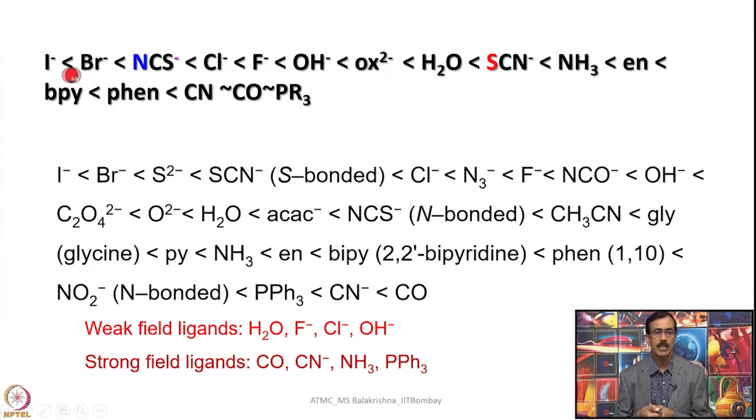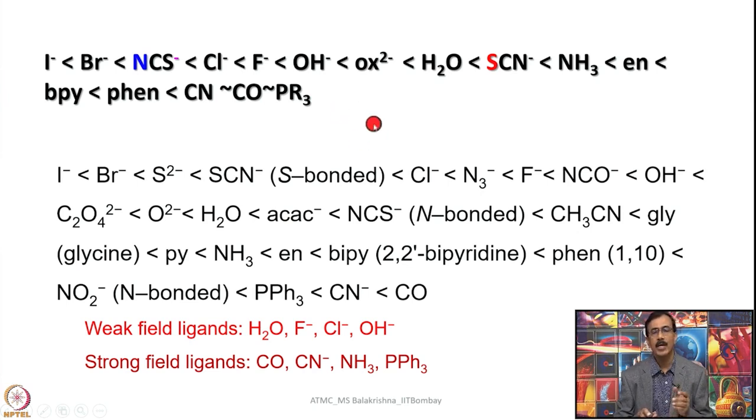So this is in the increasing order of ligand field strength, and among them I have listed here a short one. Iodide is the weakest ligand, whereas cyanide, carbon monoxide, and tertiary phosphines are the strongest ligands. And of course, when you look into crystal field theory through CFSE, you can judge whether a ligand is weak or strong with respect to another ligand.